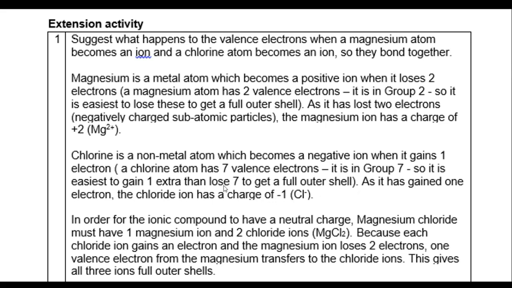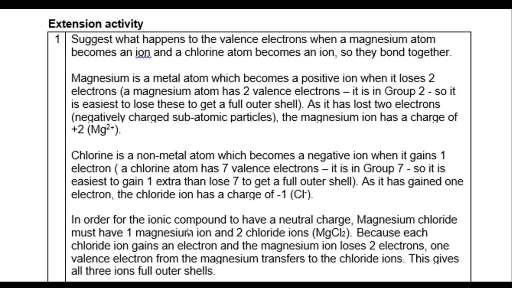So again, this is just summing up how the chlorine becomes an ion, what type of ion it becomes, which charge, why it becomes that charge in terms of electrons, whether it's gaining or losing, how many, and then it sums up the charge of that ion. So we now have a magnesium ion with a charge of +2 and a chloride ion with a charge of -1.